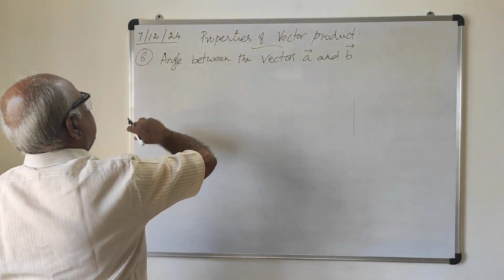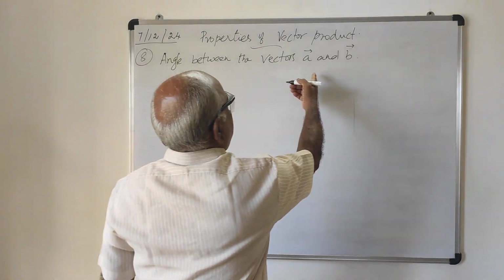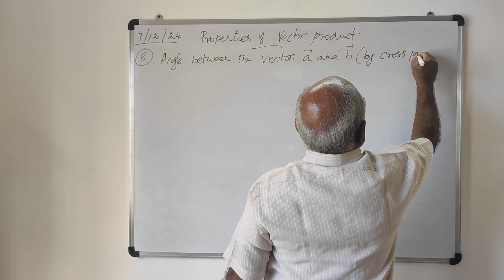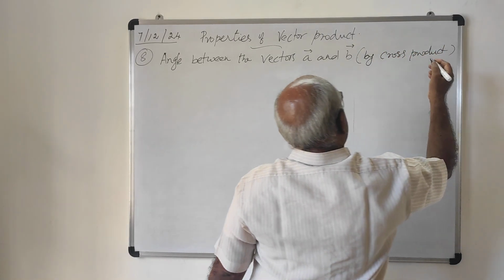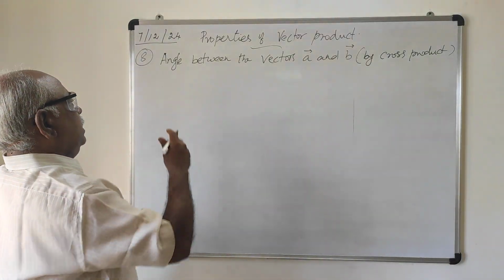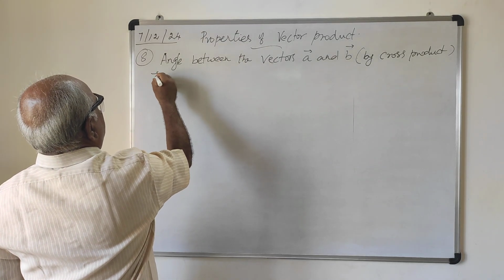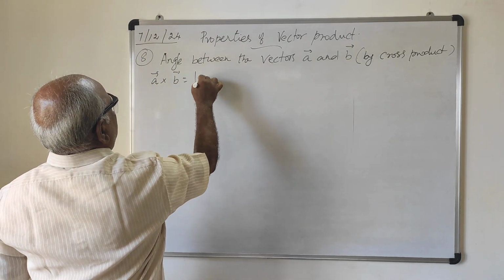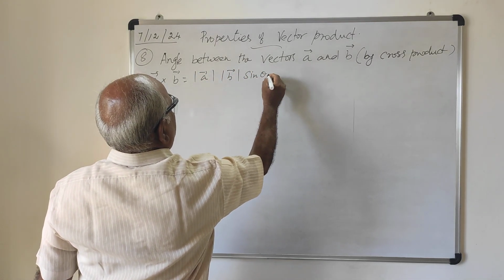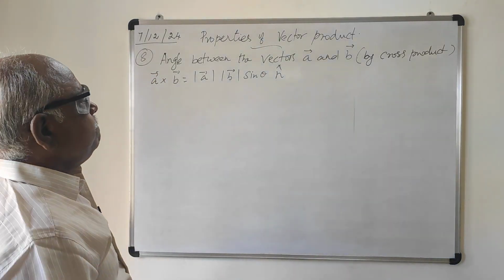But in this case, angle between the vectors A and B by cross product. By dot product, you have determined already cos theta formula A dot B by mod A mod B. This is angle between vectors by vector product. You know A cross B by definition of A cross B, mod of A, modulus of B into sin theta, angle between A and B, and n cap is the unit vector acting perpendicular to both A and B.